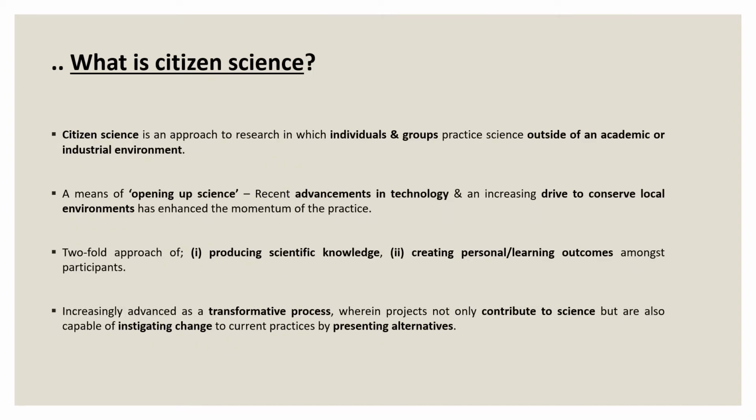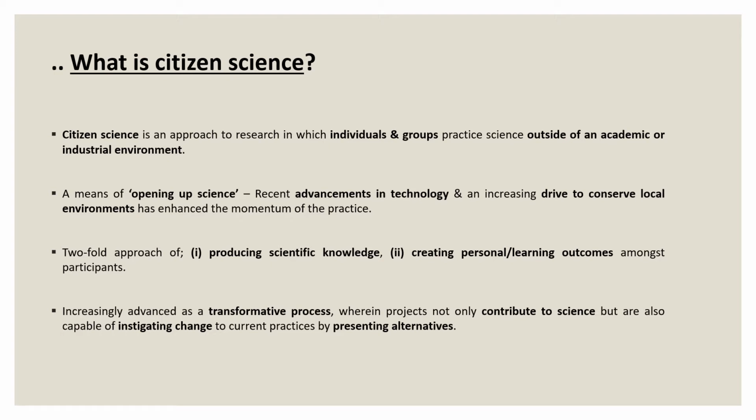In its most general sense, citizen science is a collaborative and participatory approach to research in which individuals and groups of members of the public practice science outside of an academic or industrial environment. It is seen as a means of opening up science and allowing individual members of the public to have a say in scientific decision-making. It has been driven forward in recent years by two key factors. One, advancements in technology, and two, the increasing drive of local communities to protect their environments. Although there is no definitive definition of the objective of citizen science, it is usually thought of as a twofold approach to producing scientific knowledge as well as creating personal and learning outcomes within volunteers.